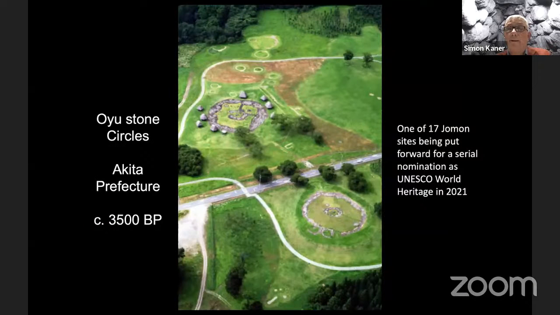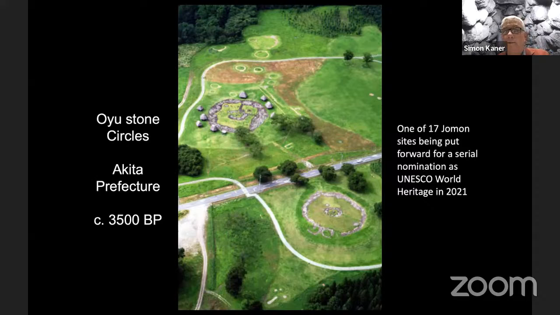I believe that Gowland would be surprised by this site, the Oyu stone circles in eastern Japan, because he writes in his report on Stonehenge that there were no stone circles in Japan. But certainly over the last half century or so, we now know that we have many of these sites, and indeed some of them are now being put forward for UNESCO World Heritage.